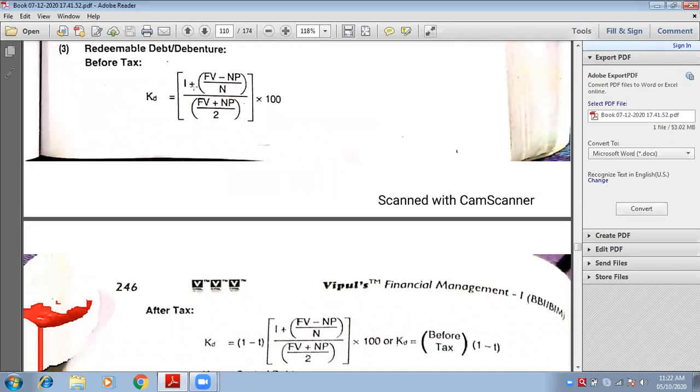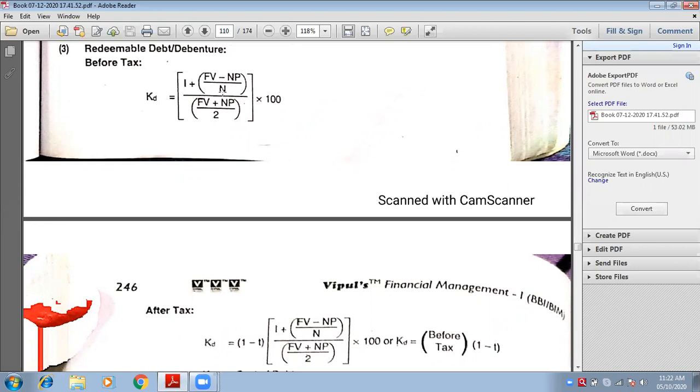I plus bracket face value minus net proceeds upon N. N is number of years. For how many years have you invested the amount in debentures? Suppose 5 years, you will write 5. Suppose 10 years, you will write 10. It is long term, no? So it has to be more than 5.